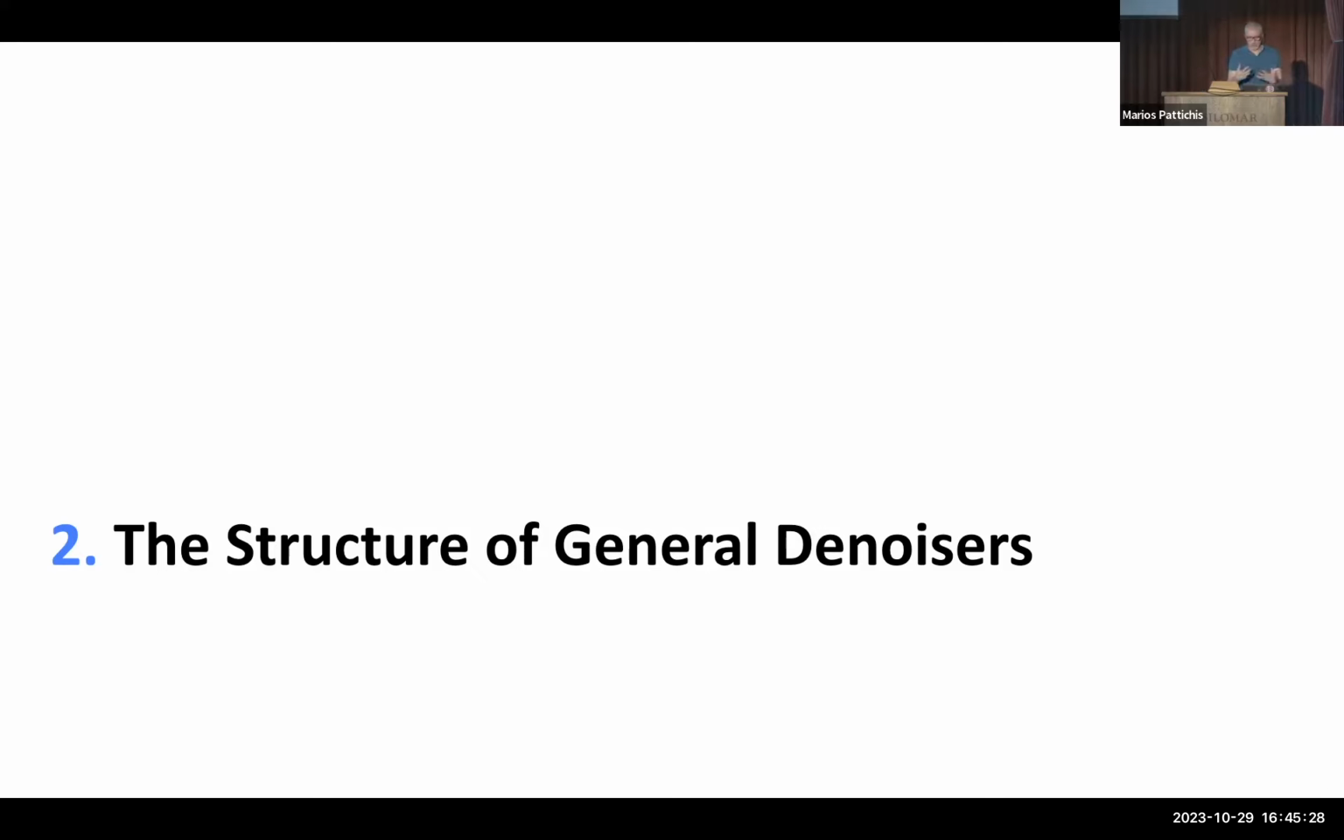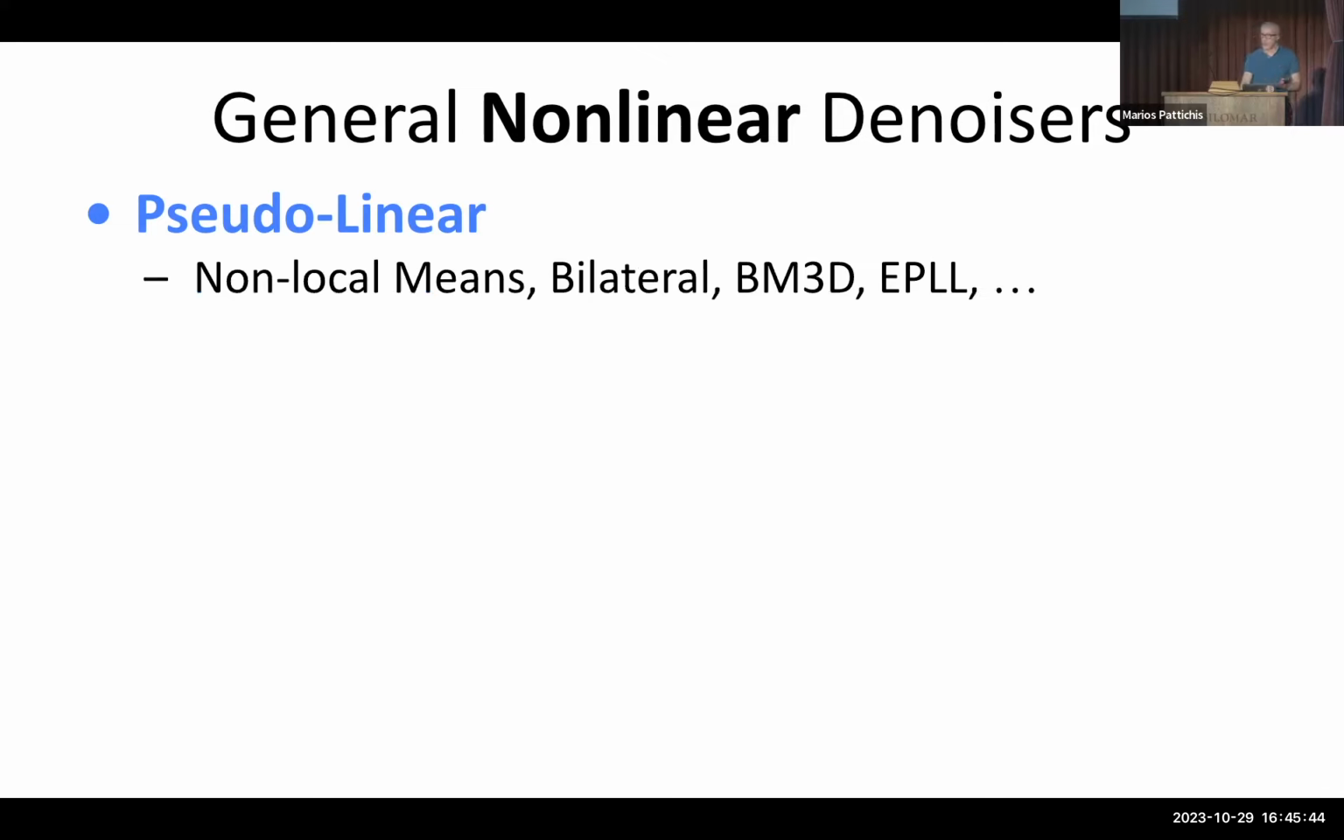So now let me move on to talking about the structure of general denoisers. First let me go through some nomenclature. Many of you will probably be familiar with these, and I'm just going to try to put them in some categories. The first group of filters that I want to talk about are called pseudo-linear. You all know what linear filters are, right?